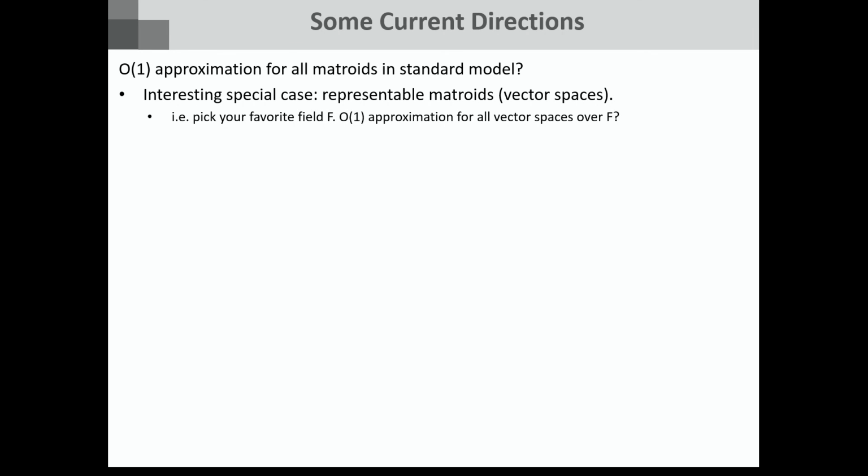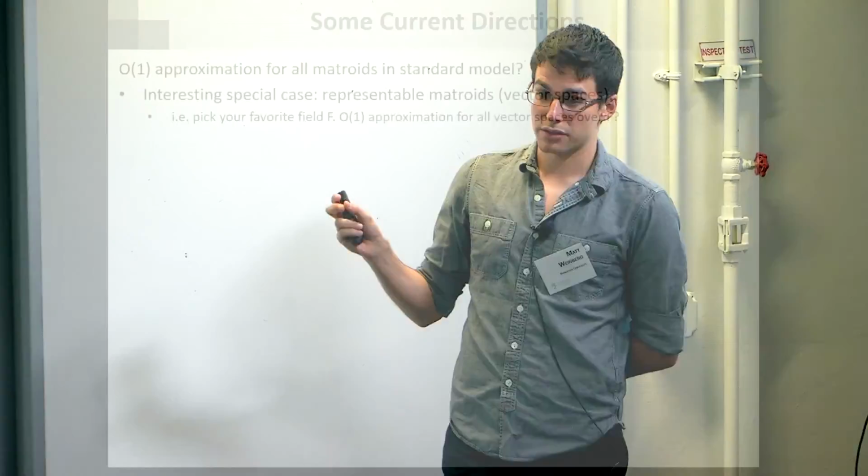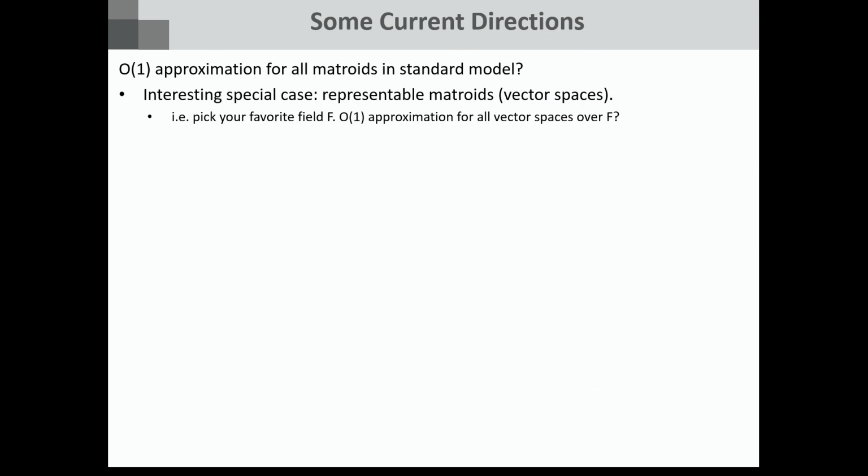So the obvious question is: is there a constant factor approximation for all matroids in the standard model? Okay, and I'll point out, in my opinion, I think the most interesting special case that hasn't been resolved yet is representable matroids. So here, what I mean is pick your favorite field. Is there a constant factor approximation for the matroid secretary problem for all vector spaces over that field? So this we don't know the answer to yet. And again, if you don't remember from the slide, the best approximation we know for general matroids is the log of the rank.